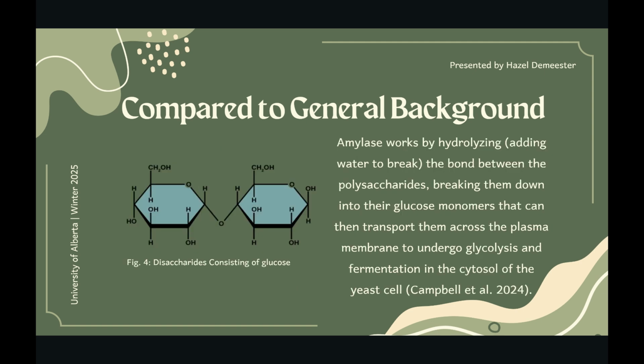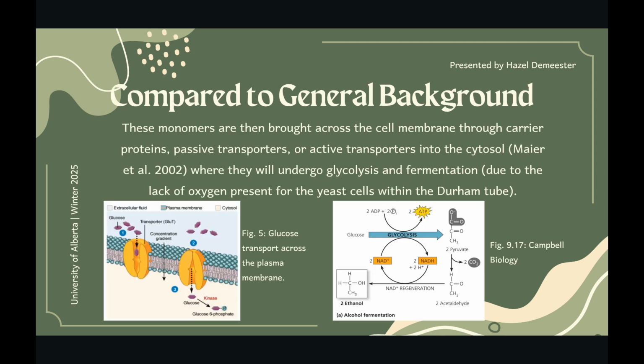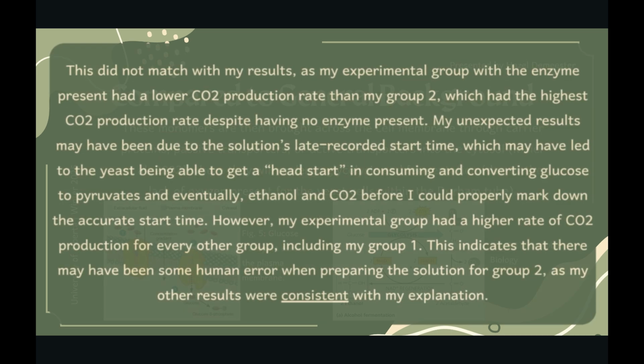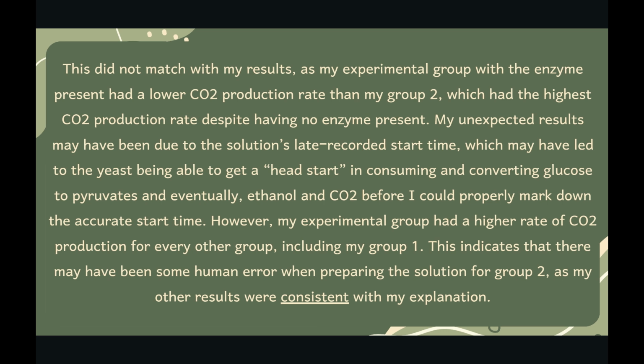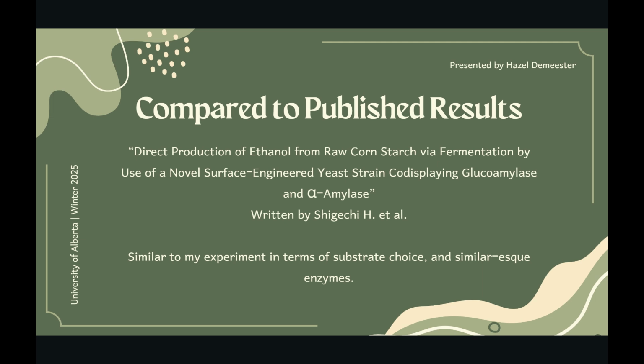So on this slide, I explained that a bit more fluently. And then as those monomers are brought across the cell membrane by membrane proteins, they'll undergo glycolysis and fermentation. As you can see, this didn't really match my results, as my experimental group with the enzyme present had a lower CO2 production rate than my group 2, which had the highest rate despite having no enzyme. My experimental group had a higher rate of CO2 production than every other group except for group 2. So this indicates that there may have been some human error when preparing the solution for group 2, as every other result was consistent.